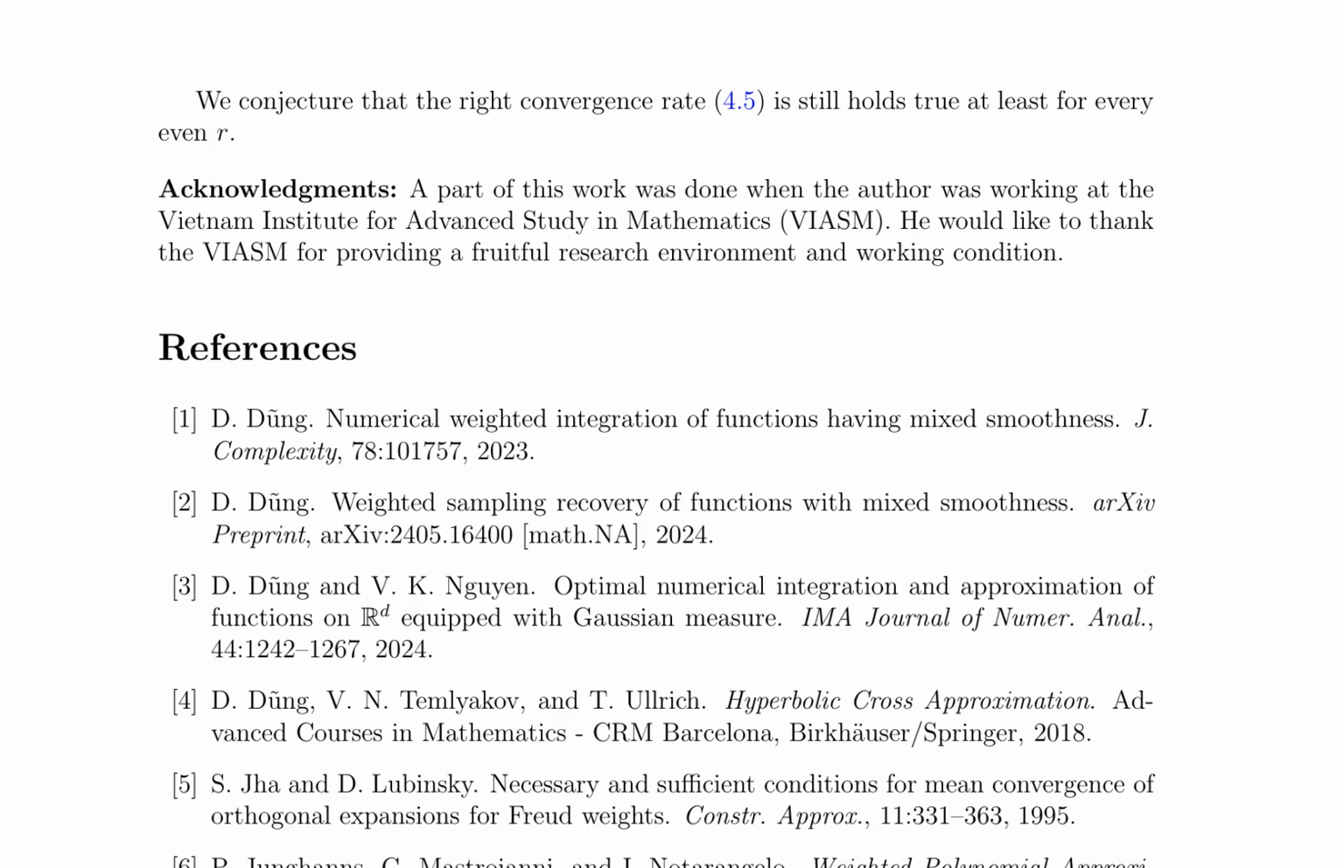The paper discusses the convergence rate of the right-hand side of equation 4.5, which is conjectured to hold true for every even r. This assertion is supported by the work presented in this paper, which explores the numerical weighted integration of functions with mixed smoothness. The authors draw upon previous research in this area, including the work of Dinh on numerical weighted integration and weighted sampling recovery of functions with mixed smoothness.